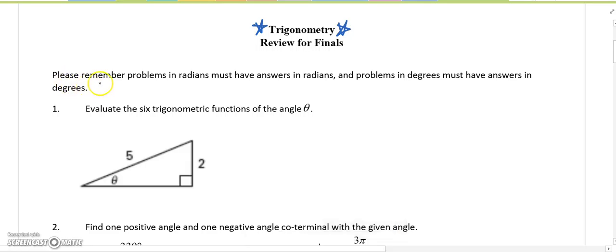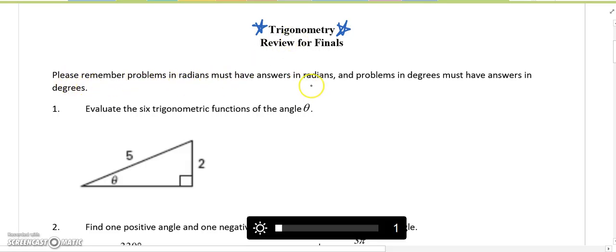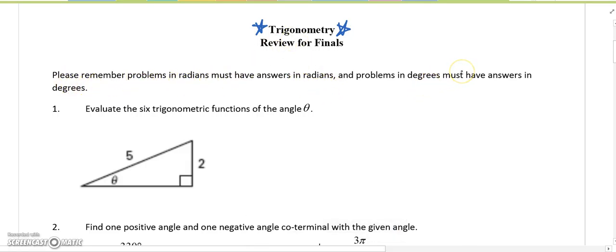Okay, remember, problems in radians must have answers in radians, problems in degrees must have answers in degrees. And to confirm that you're doing that step correctly, check your mode on your calculator. Because remember, your calculator can be in degrees or radians. You have to tell it which one. Okay? So let's get started.